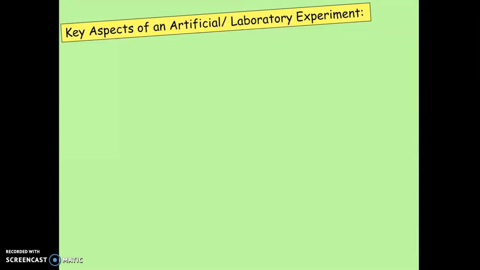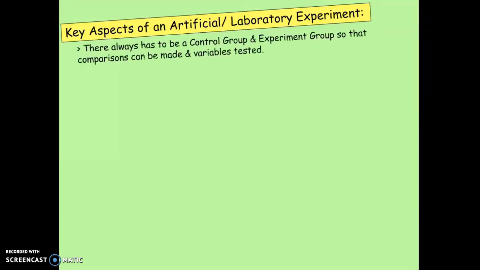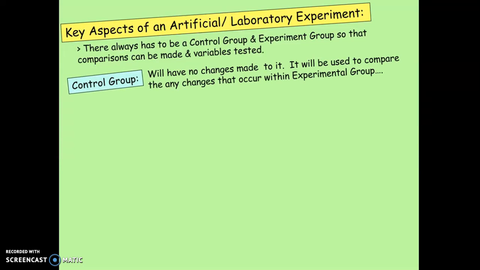Key aspects of an artificial/laboratory experiment. There always has to be a control group and experiment group so that comparisons can be made and variables tested. Control group will have no changes made to it. It will be used to compare any changes that occur within the experimental group.